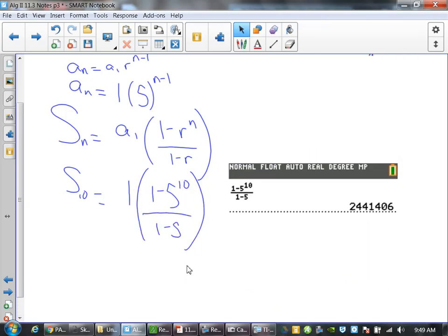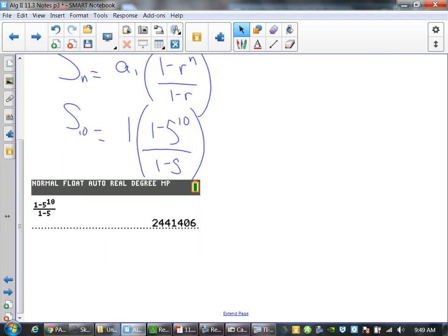So if I wanted to add up the first 10 values, I would get 2,441,406. It's exciting. Why so worried? You're not worried. Sure. Okay. Sweet. All right. Now the weird part. Using the formula itself, I'm hoping you guys saw, was really, really easy.